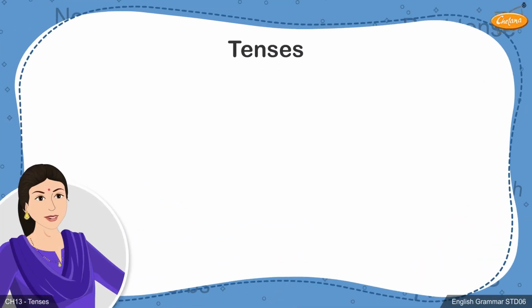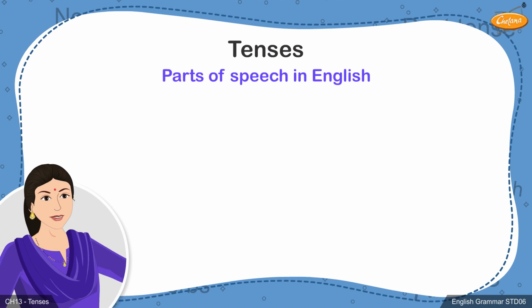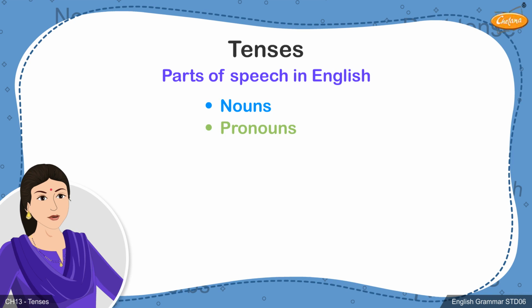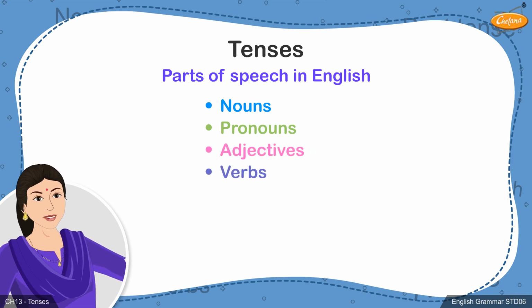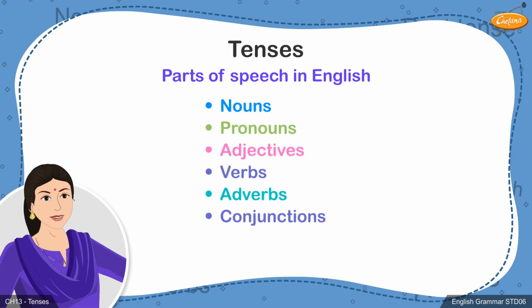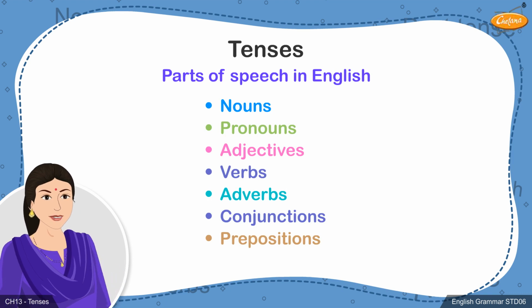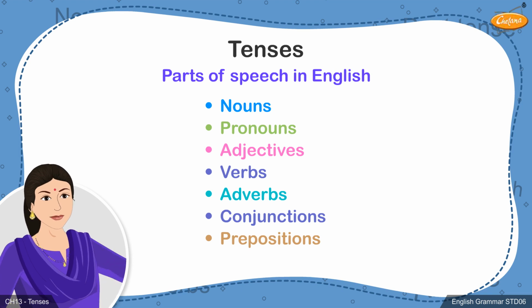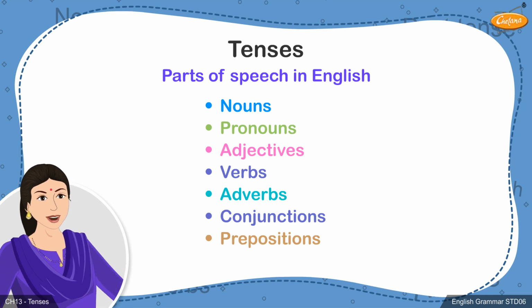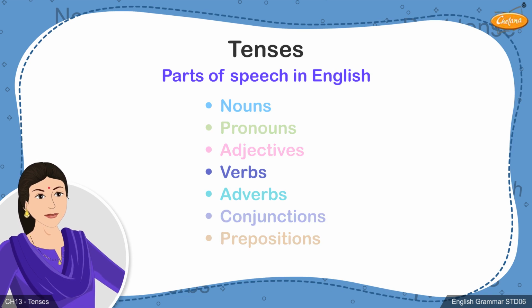Topic 13. Tenses. You have learned about some very important parts of speech in English grammar until now, like nouns, pronouns, adjectives, verbs, adverbs, conjunctions, prepositions, etc. Today, we will be learning a little in detail about one of the most important parts of speech, that is, the verb.